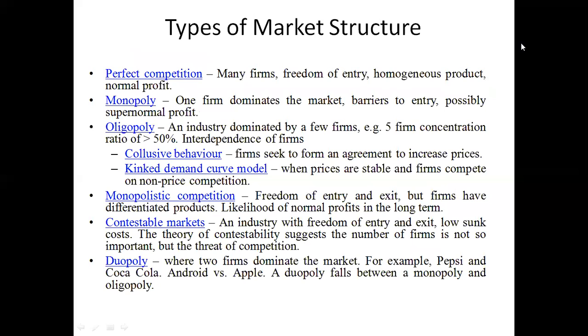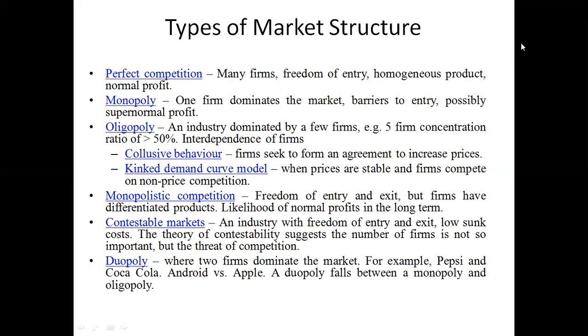So the types of market structure: perfect competition, where there are many firms, freedom of entry, homogeneous product, and normal profits are earned. Then we have monopoly, that is one firm dominates the market, barriers to entry are there, possibly supernormal profits are there. Then we have oligopoly, an industry dominated by few firms, like 5 firms, concentration ratio of greater than 50%. And here we have interdependence of firms. Here we see collusive behavior, like a firm seeks to form an agreement to increase prices. Then we have the kinked demand curve model, that is when prices are stable and firms compete on non-price competition.